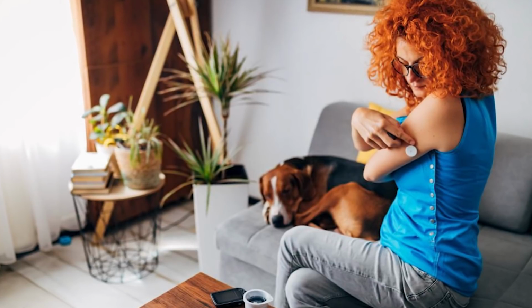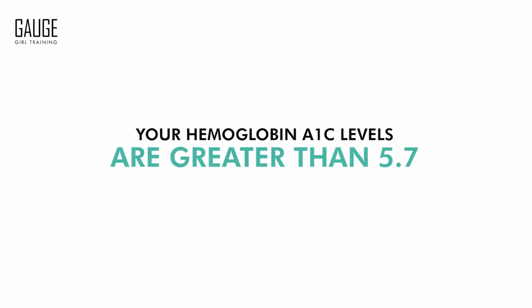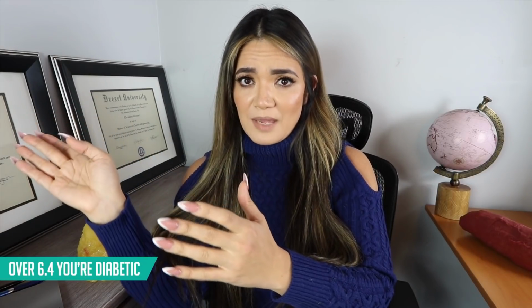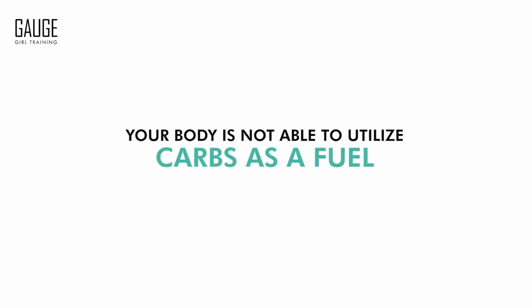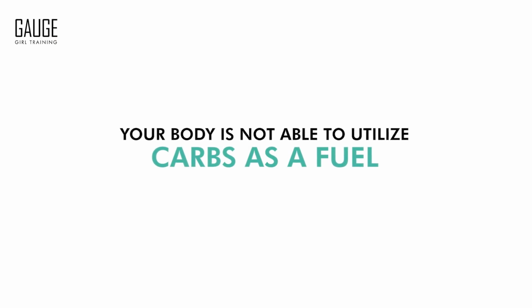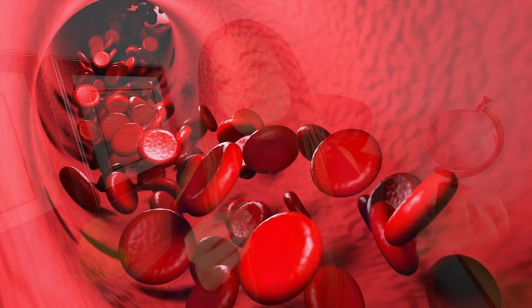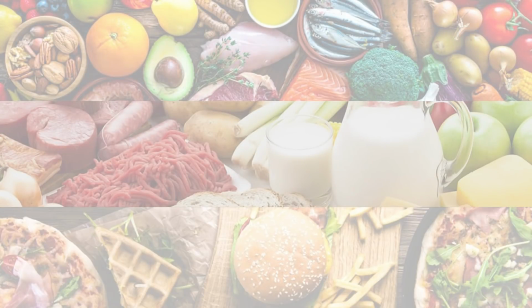So if you are somebody who is pre-diabetic, meaning your hemoglobin A1C levels are greater than 5.7, if you're between 5.7 and 6.4, you're pre-diabetic. Over 6.4, you're diabetic. I'm talking type 2 diabetic. That means you consume carbohydrates. Your body is not able to utilize carbs as a fuel. And what happens is all of those carbs are still floating around in your blood. They're not being able to be used as energy in the cells. That carb content is more likely going to be stored as fat. So how do you know the appropriate range of where you lie on the carb tolerance spectrum?